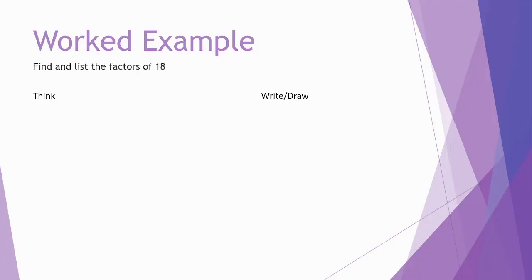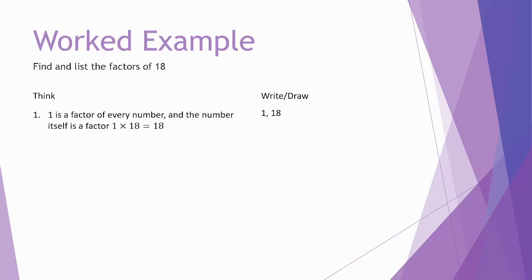So we have an example here. Find and list all of the factors of 18. Now on the left hand side I have my thinking, and this is what I will be doing to work out the factors of 18. And on the right hand side I have what I am writing so that my teacher knows I understand what I am doing. So my first step is to think.